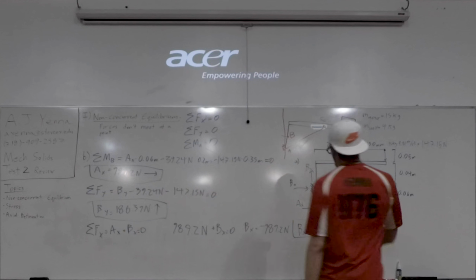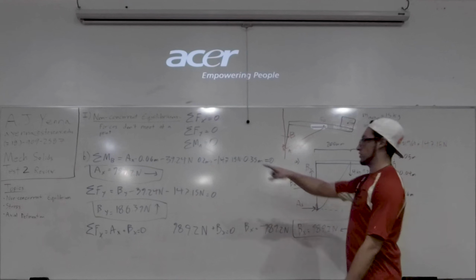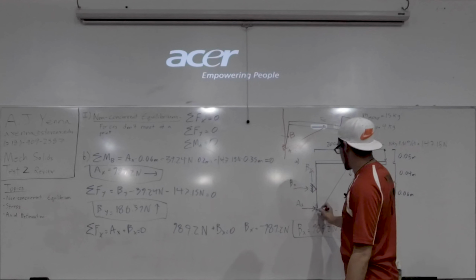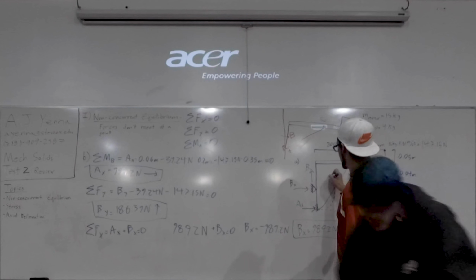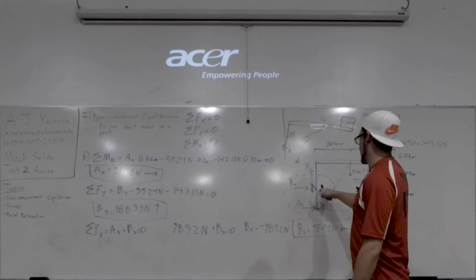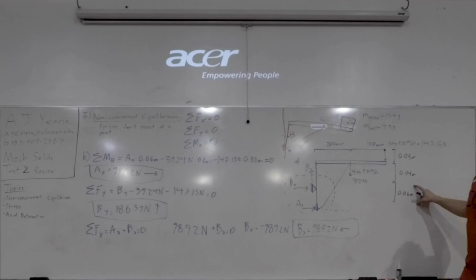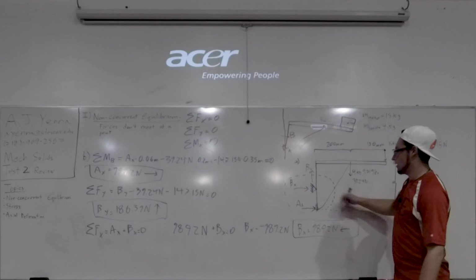So we're looking at this force vector about B. So we know it's positive because if you take A of x, it's going to go counterclockwise about B. So that's the sign convention for that. A of x is the magnitude of the force, and 0.06 meters is the distance between this line and B.